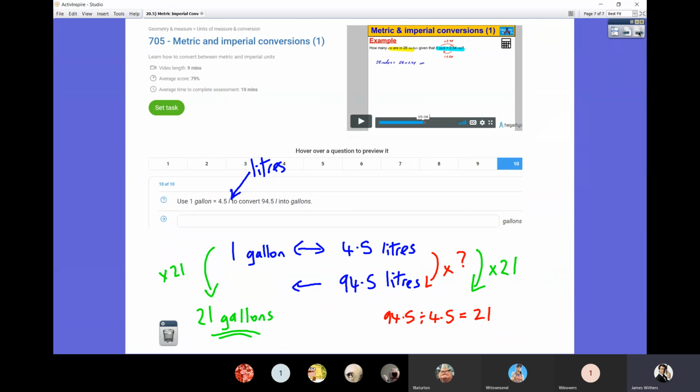And one final one to go. I only mention this one because I think this gets confusing. Remember that when they say L, that means litres. So we're being told here that 1 gallon is 4.5 litres. Again, we've started off with our equals facts. We've put our 94.5 litres into the litres column. How many times bigger is 94.5 than 4.5? Well, we've done 94.5 divided by 4.5 to get 21. So this second row is 21 times bigger. 21 times the number of litres is going to be 21 times the number of gallons. So that is 21 gallons.